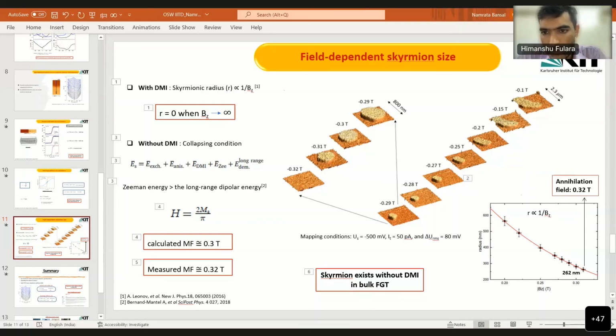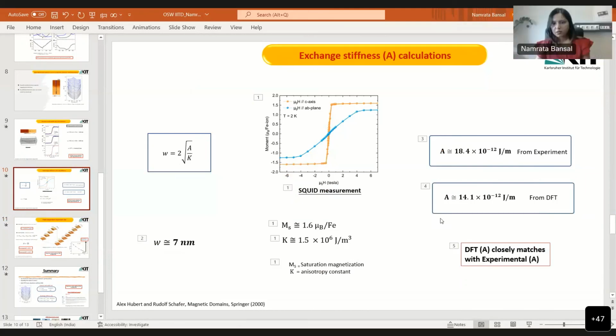There is one more question from Vincent Cross. What is the calculated exchange constant between layers? How different is it from the interlayer one? I think it is the exchange stiffness constant, if I am right. Yeah, this is from the DFT calculation. You can see, it's 14.1. So he's asking between layers. This I don't know actually. Okay, sorry.